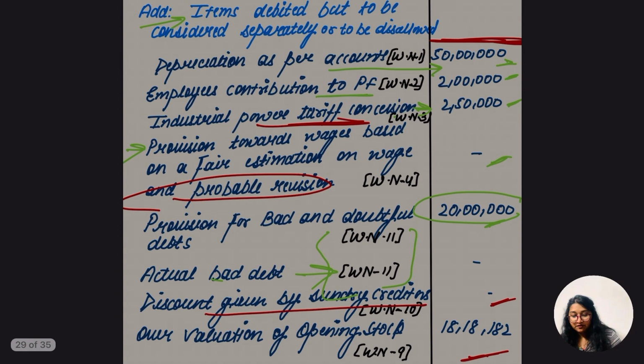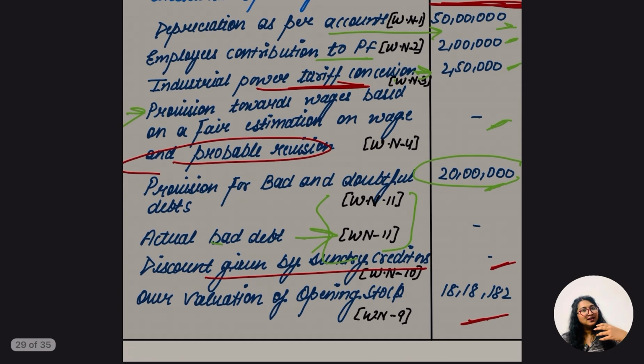Whatever the provision, we are going to take the provision of the bad debt, which is 20 lakh, and the discount given by the sundry creditor which was waived off, as that was particularly related to the previous years, and the adjustment was already done. In that case we are not going for any adjustment in this question. Okay, overvaluation of the opening stock 10%, divided by 1 by 10, 110, which is to be added back.